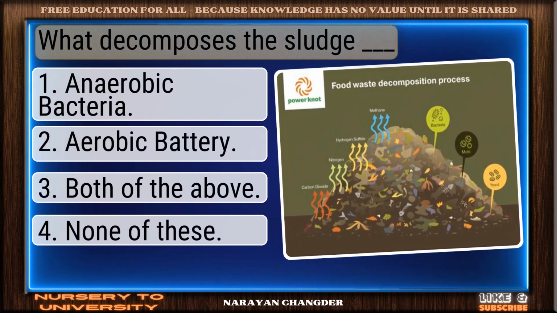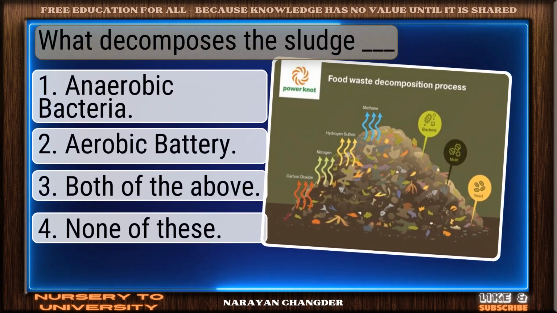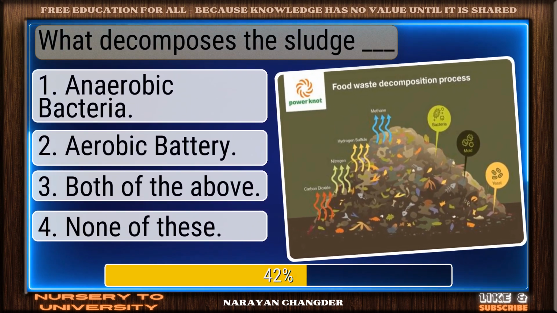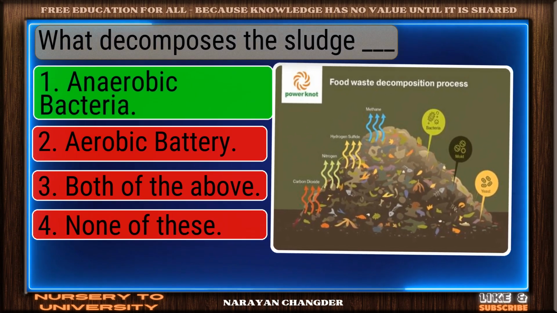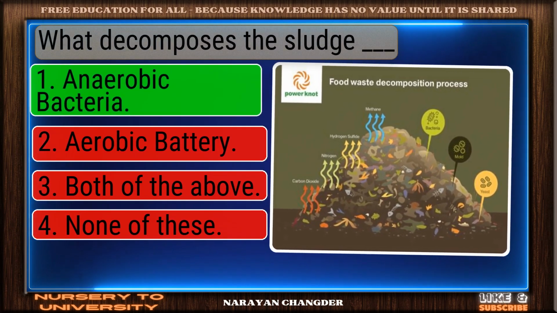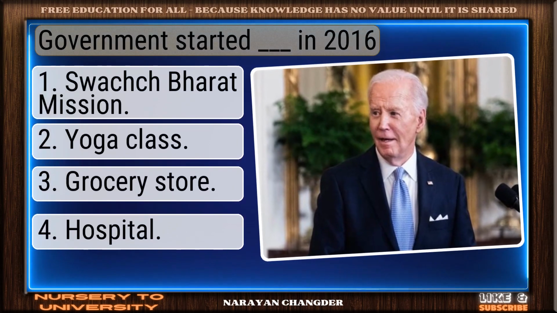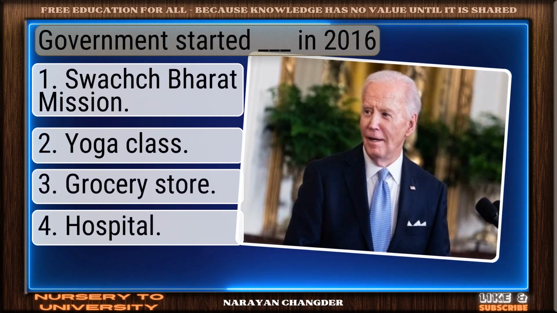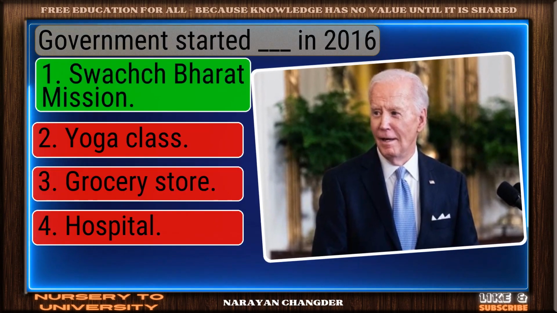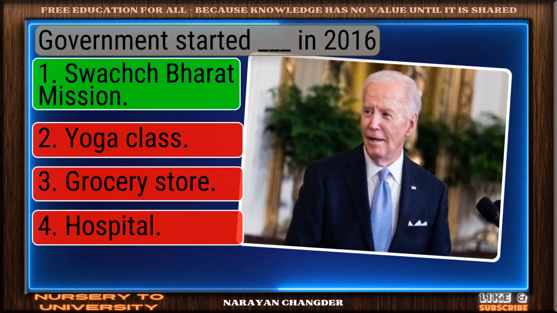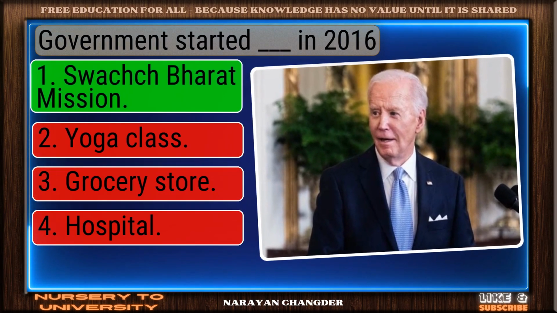Question number 100. What decomposes the sludge dash? On track. Anaerobic bacteria is the correct answer. Question number 101. Government started dash in 2016. Smart pick. Swachh Bharat Mission is the correct choice.